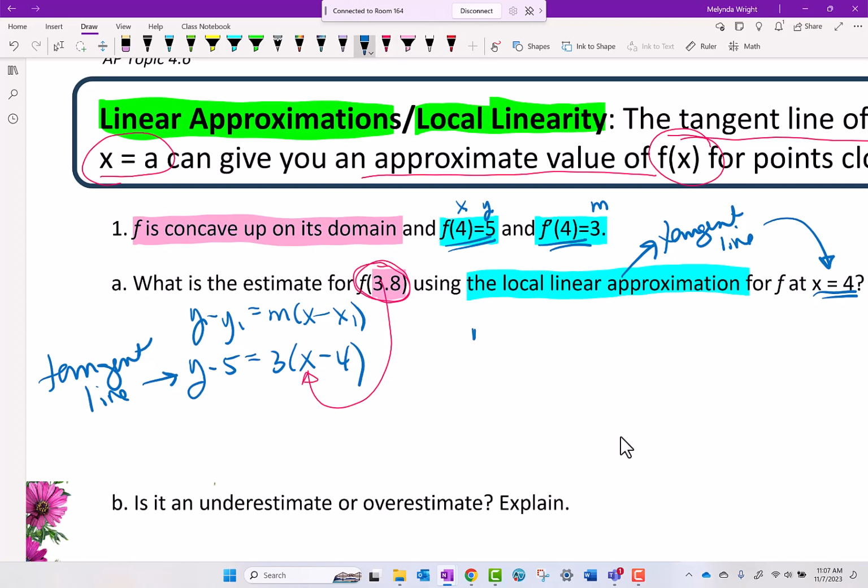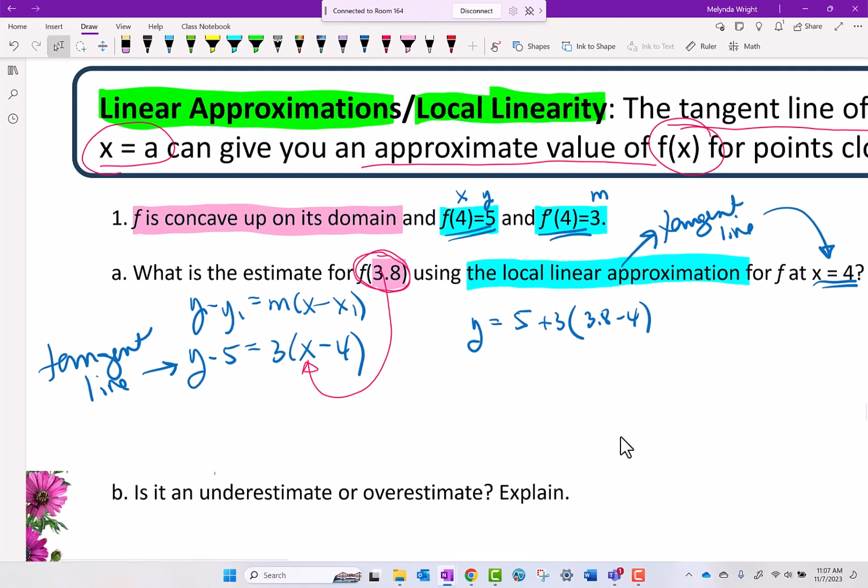So we have y, and I'm going to move the 5 over. I hope that's okay with you. It's minus 5, so it's going to be a plus 5 over here. Plus 3 times, so it's going to be 3.8 minus 4. Typically, this kind of calculation is pretty easy. We won't have a lot of crazy stuff going on. I mean, 3.8 minus 4 is like, what, negative 0.2? So y is 5 plus 3 times negative 0.2.